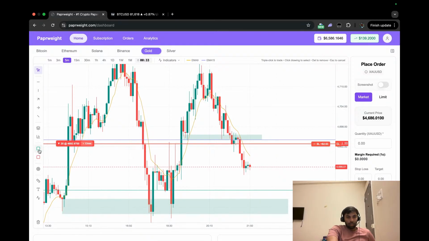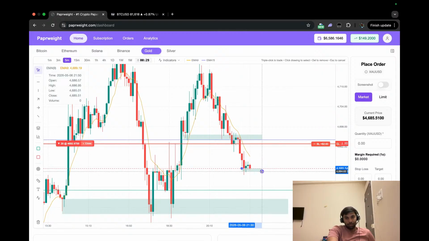This zone is creating a problem for us. This zone.